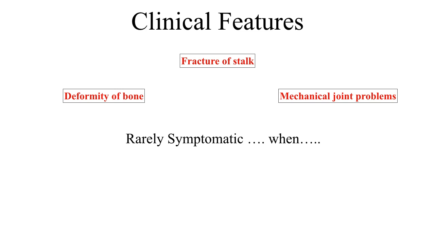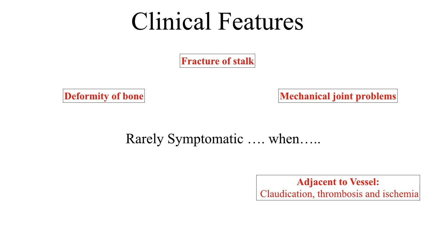When it is very close to a joint, say for example the hip joint, it causes problems in movement of the joint. When it is adjacent to a vessel, like in the posterior aspect of the femur or the tibia, it can compress the adjacent vessels like the popliteal artery, leading to vascular symptoms which can range from claudication, thrombosis, or even critical ischemia because of complete occlusion.